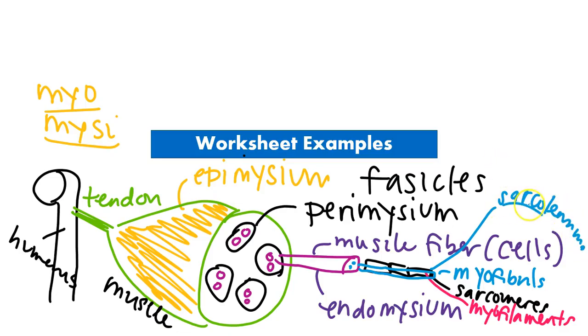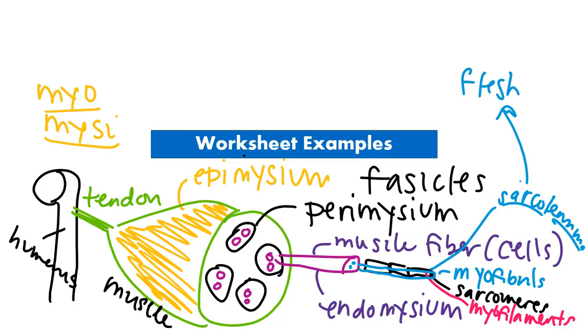Sarco means muscle, another form of muscle. Lemma means flesh. So it's basically a flesh sheet. That's what they're going to be surrounded by, flesh sheets, or you can say a flesh cover. The sarco really means flesh. I just want to write that out there. And lemma is like a cover or like a sheet. So you can say it's a flesh cover. We think of flesh, we think of muscle.